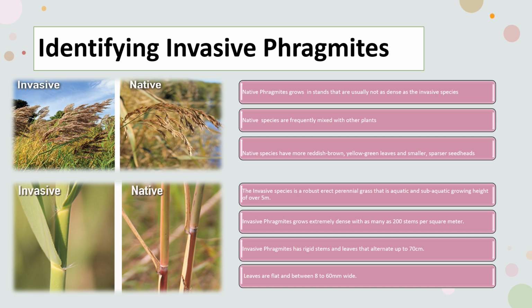On the other hand, the invasive species is a robust, erect perennial grass that is aquatic and subaquatic, growing to heights of over 5 meters. The invasive Phragmites grows extremely dense with as many as 200 stems per square meter. The invasive Phragmites has rigid stems and leaves that alternate, up to 70 centimeters. Leaves are flat and between 8 to 60 millimeters wide.